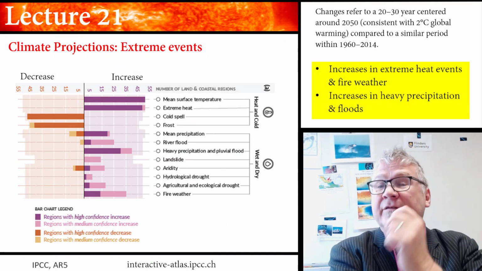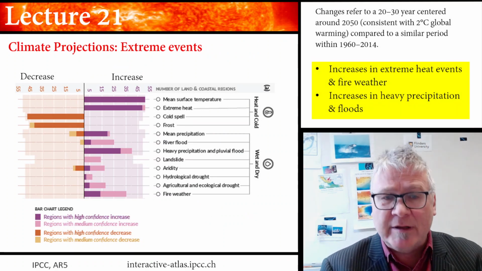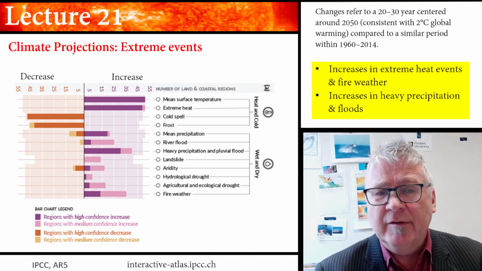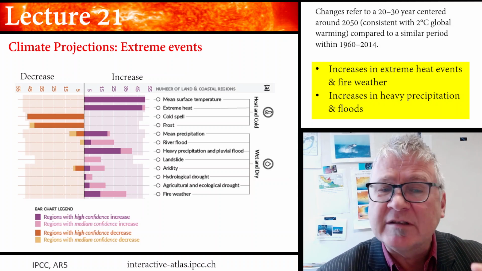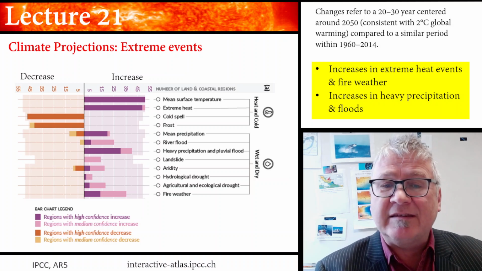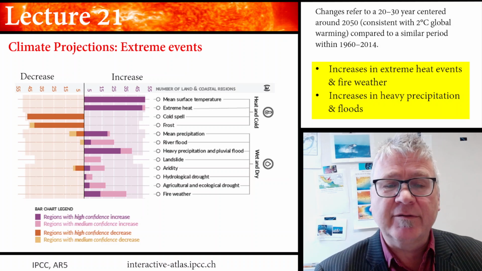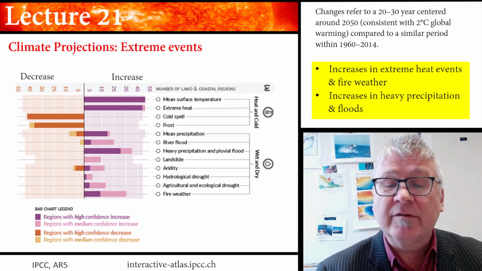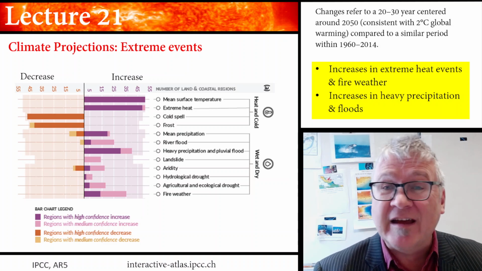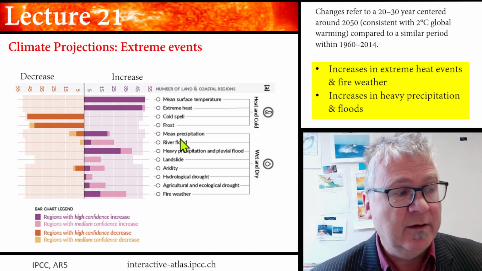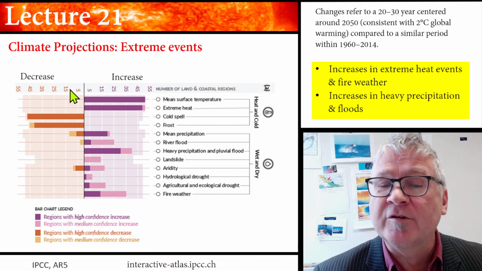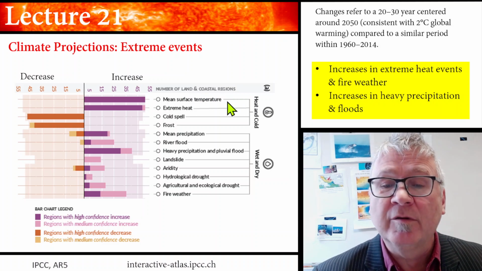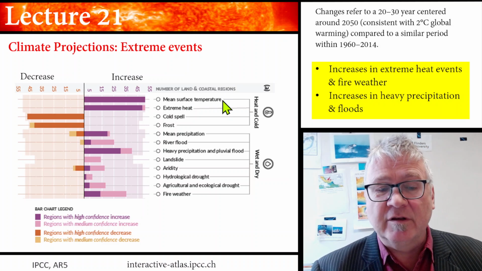So now, at the end of this lecture, let's just have a look at extreme events. Again, there are so many different types of extreme events. So what you find in that IPCC report is that they looked at different land and coastal areas. Okay, and then they looked at how likely is an increase of different types of extreme events. Okay. So for example, here at the top it shows mean surface temperatures, the average surface temperatures.